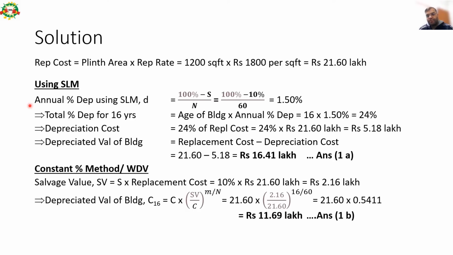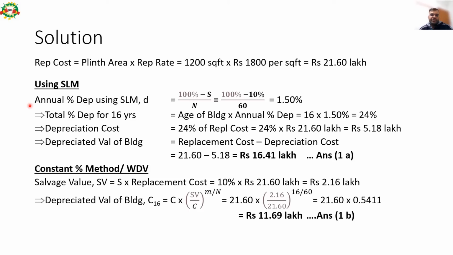So that means 1.5% per annum, or annual percentage depreciation, will be as per SLM method. Since the present age of the building is 16 years, 16 years multiplied by 1.5% per year is equal to 24%, the total cumulative depreciation for 16 years of the building.